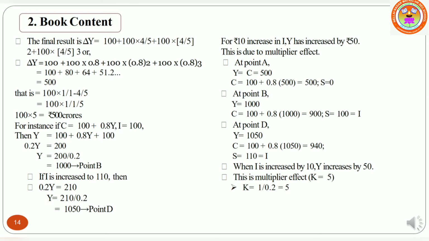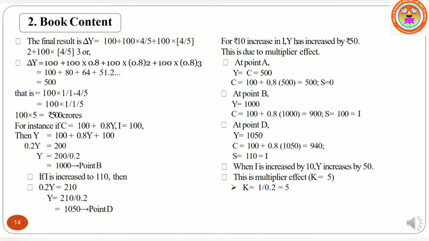Look here, they increased only 10. From 100, they increased 10 more investment, so 110. So while increasing 10 more investment, how much are they getting? 1000 to 1050. 50 they are increasing. Why did this increase by 50? Due to the multiplier effect.